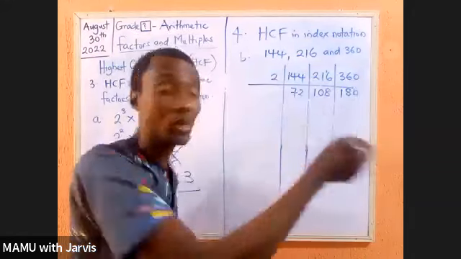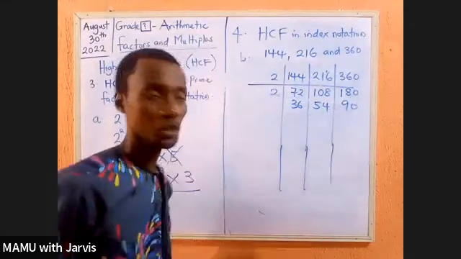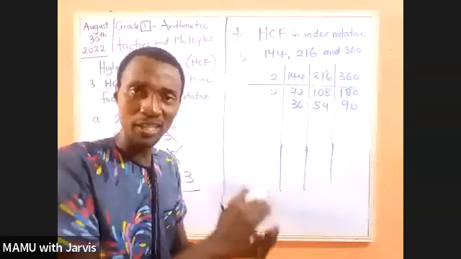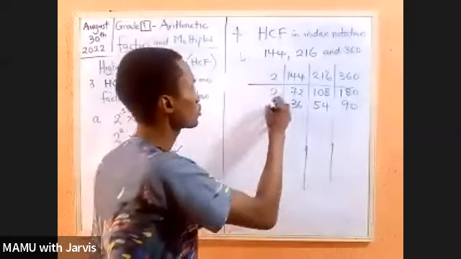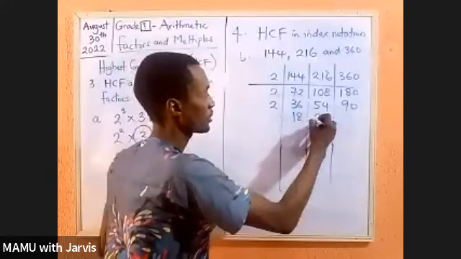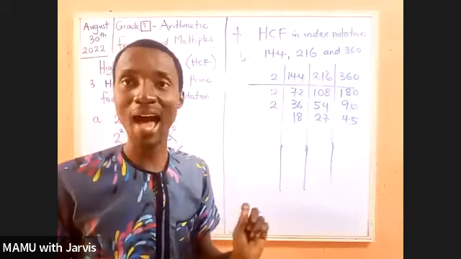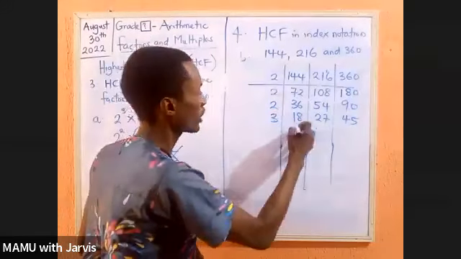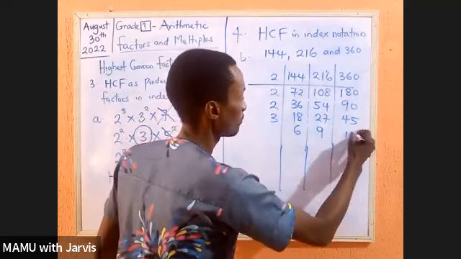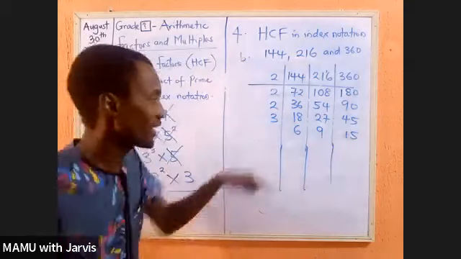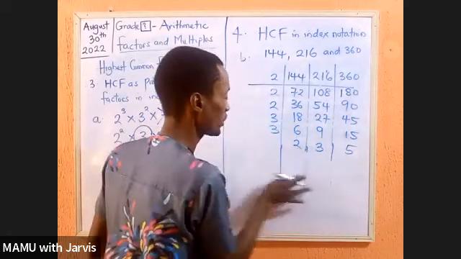They're all even numbers, so 2 can still go. 36, 54, and 90. 2 can still divide. You may need to play this video, slow the video down, and then do it gradually and check whether what we have done is correct. 2 divides this, we have 18, 27, and 45. At this point, there's no 2 again. So we try 3. 3 will give me 6, 9, and 15. We try 3 again. 3 will give me 2, 3, and 5. So with this, we are done with this one.